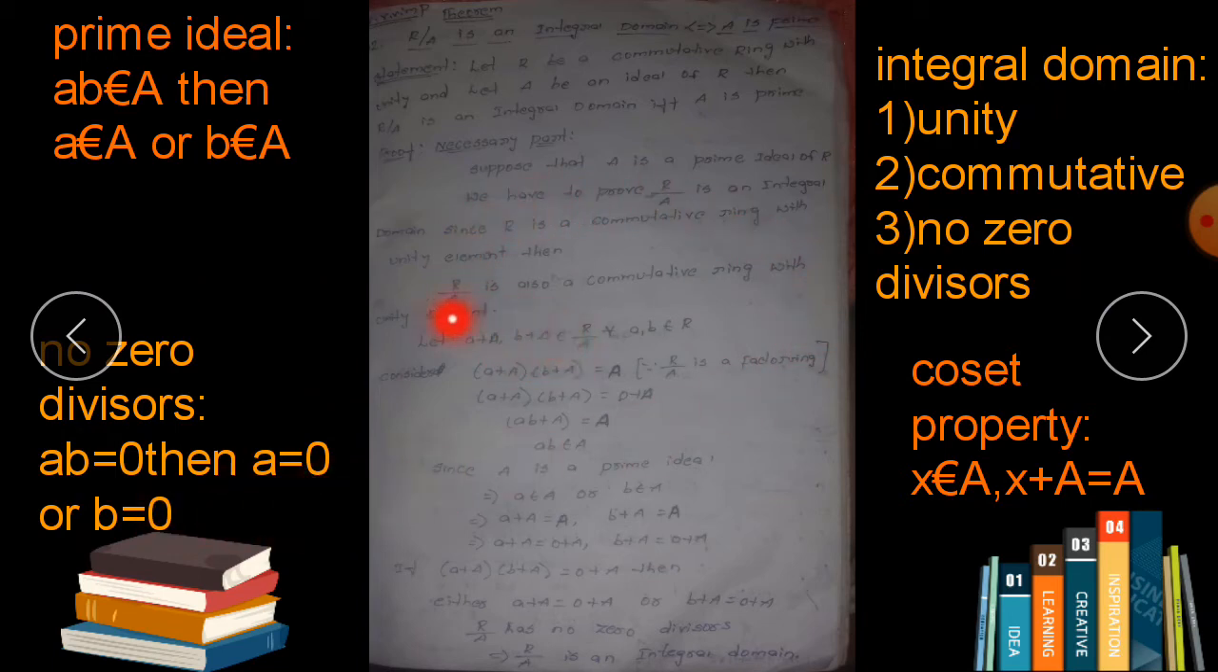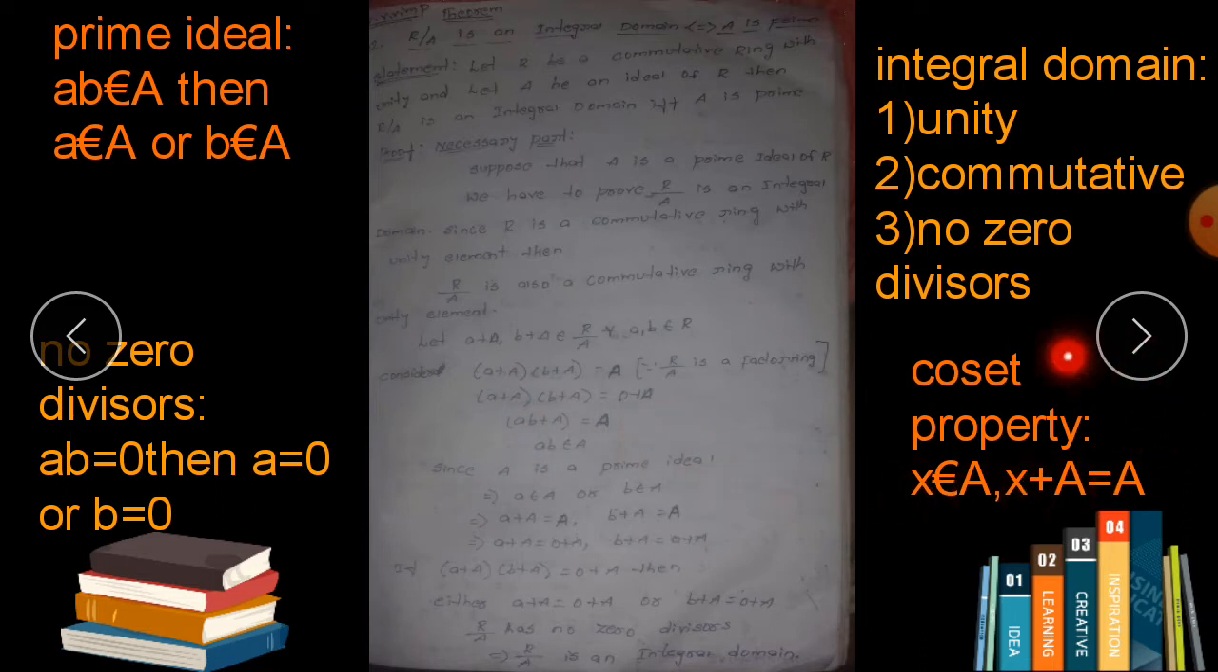Now R/A set formation will be in the form of a plus A, b plus A, where a, b belong to R. The elements will be in the form of a plus A, b plus A, under addition. Now consider (a plus A)(b plus A) equals capital A, that is, write A as 0 plus A. Now using the condition of the second property, from yesterday's theorem, under multiplication we can write (a plus A)(b plus A) as ab plus A equals A.